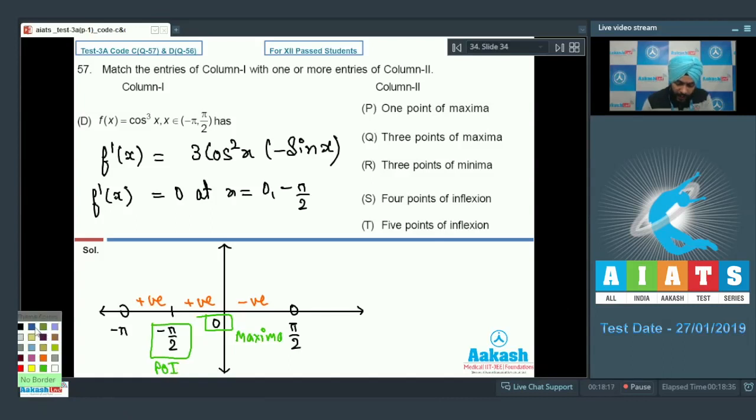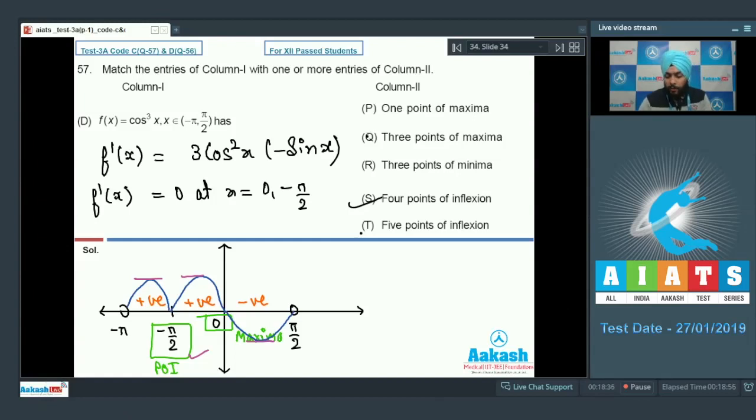Now let us draw the graph of f dash x again. Positive in this part, then again positive in this part, and then negative in this part. Clearly students, 3 points where we can see the horizontal tangents. 1, 2, 3, and the fourth one is minus pi by 2. So in total 4 points of inflection S, as well as 1 point of maxima P. Answer for this particular question is PS. So with this, we are done with this section. Let us move on to integer type problems now.